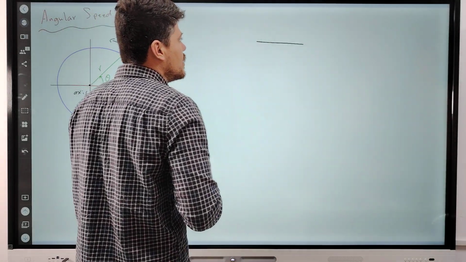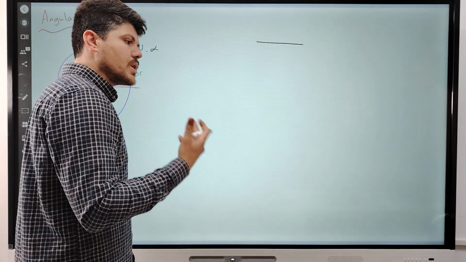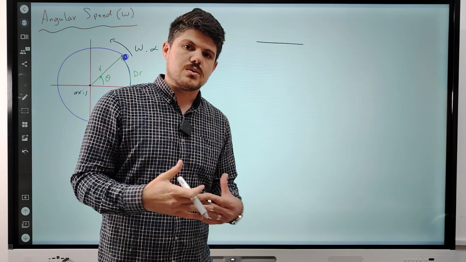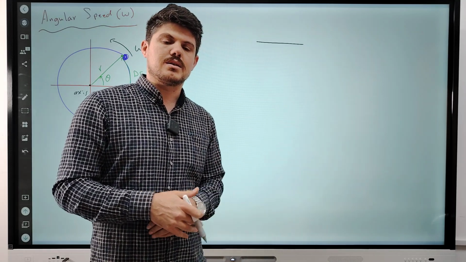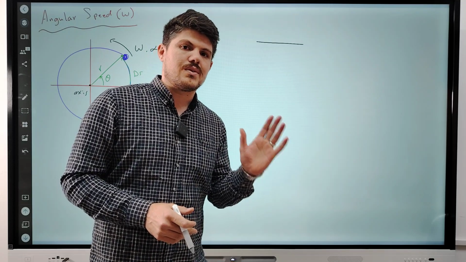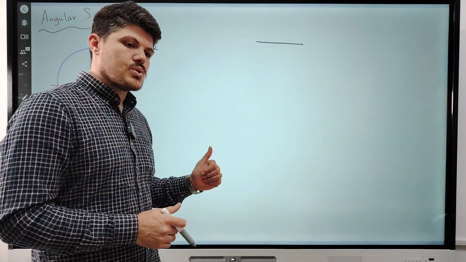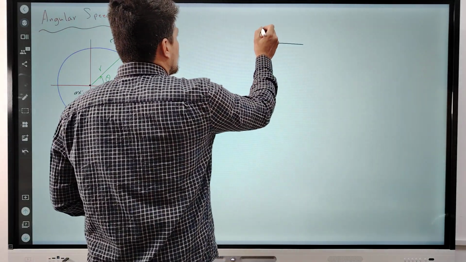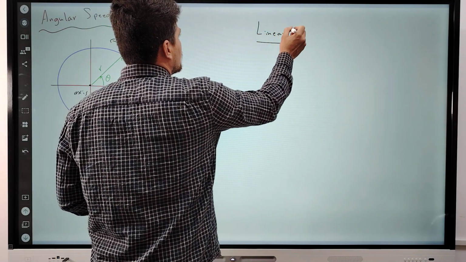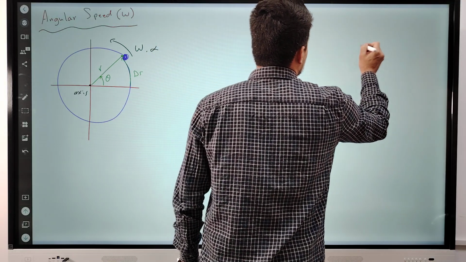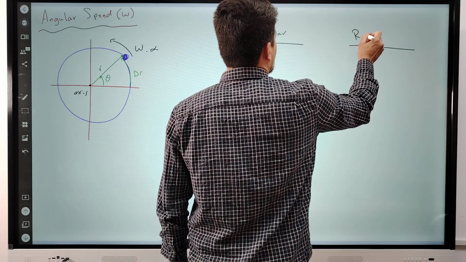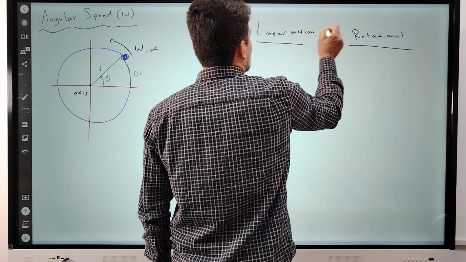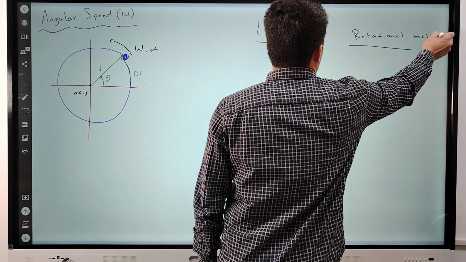So let's write the variables for linear motion and the variables for rotational motion. The equations are the same. There is no difference between the equations of linear motion and rotational motion, but the difference is in the variables. Some variables used to calculate in rotational motion are completely different from linear motion. This is linear motion and this is rotational motion.